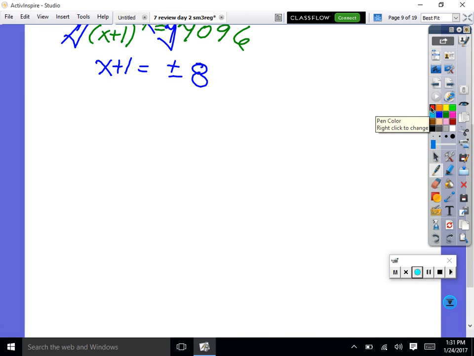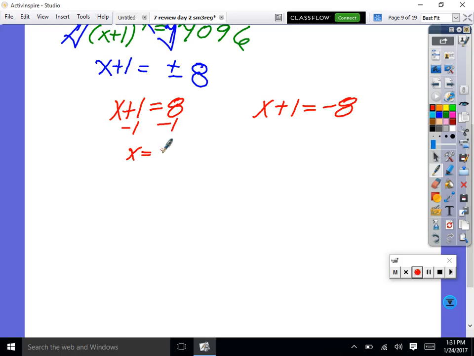So now from here, split it apart. We have x plus 1 equals 8, positive 8, and x plus 1 equals negative 8. Solve for x in each case. Subtract 1, subtract 1. X equals 7?